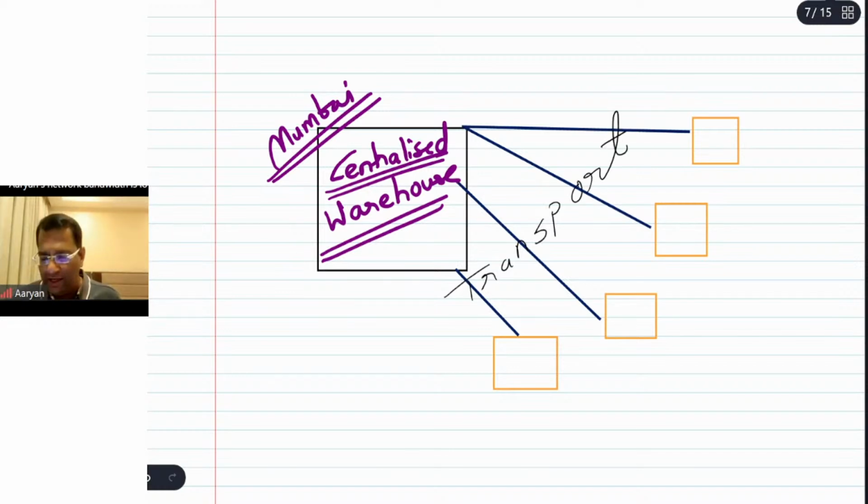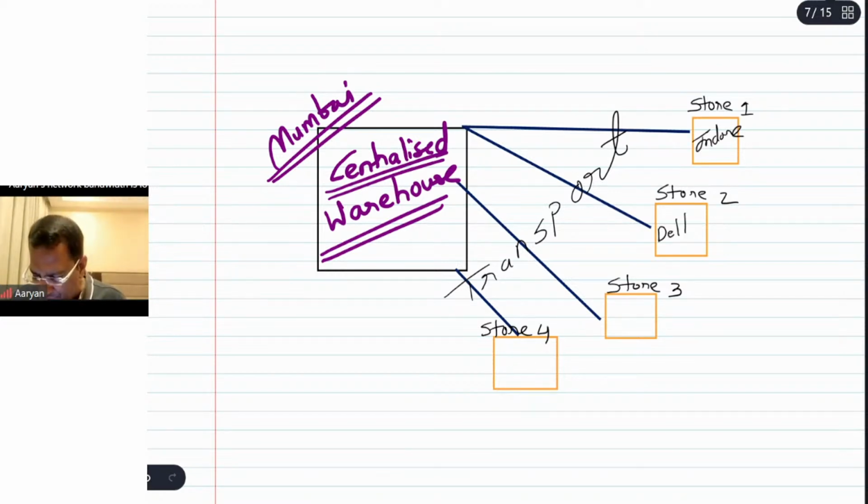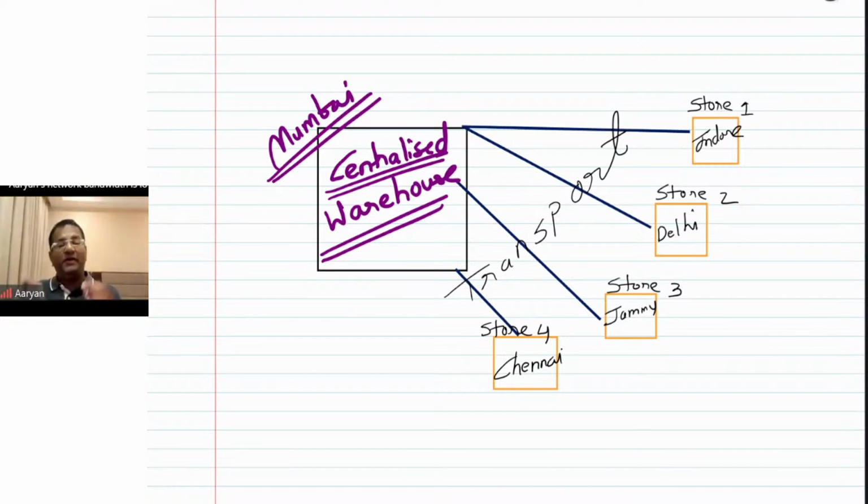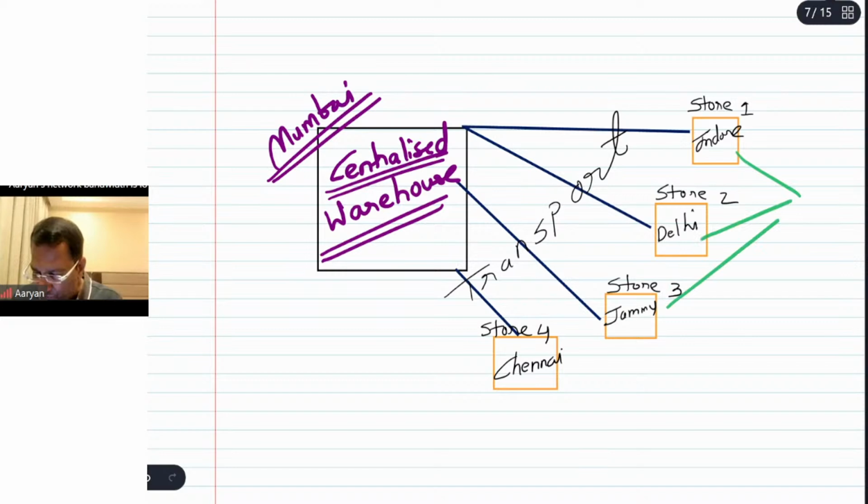Okay, and now this is store number 1, this is store number 2, this is store number 3 and this is store number 4. ठीक है, अब मान के चलिए ये इंदौर में है, it is in Delhi, it is in Jammu and this is in Chennai. I am taking only 4 stores while DMart is having minimum 200 plus stores in different cities. Okay, so इन सबकी जो कॉस्ट है ना, these costs are known as store cost.